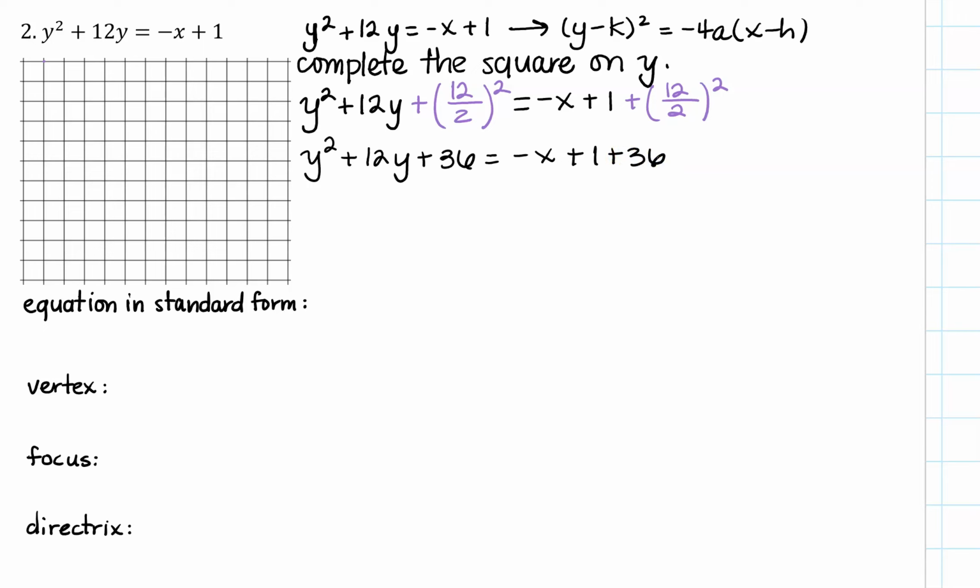And the whole reason that we're completing the square is because now on the left-hand side of the equation, we have a perfect square. We can factor y squared plus 12y plus 36. It factors into y plus 6 squared. Simplifying the right-hand side, that gives us negative x plus 37.